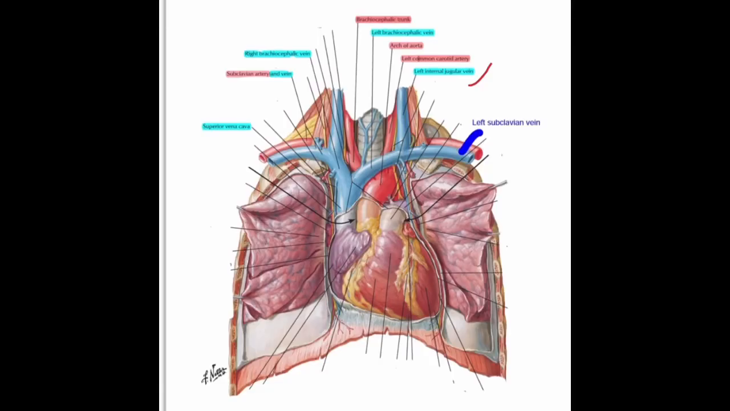Okay, so one of the most important things in the mediastinum is the heart and the major vessels that are given off by it. So we'll be starting off with the major vessels first of all. These are basically divided into the venous and the arterial system.